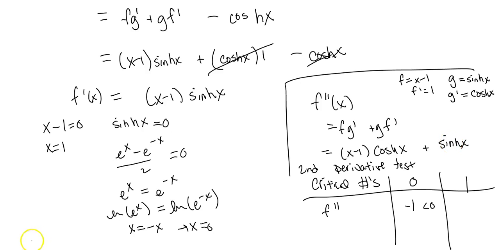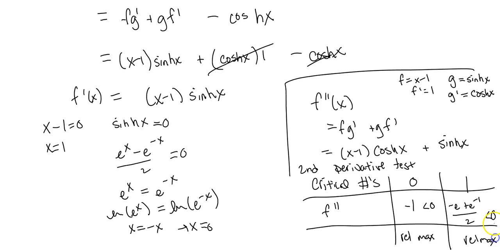And then if I were looking at this one right here, I would have negative e to the first power plus e to the negative first power divided by 2. And you can evaluate this on your calculator and just see this gives you a number that is also less than 0. So this means that this is a relative max, and this is a relative max as well.